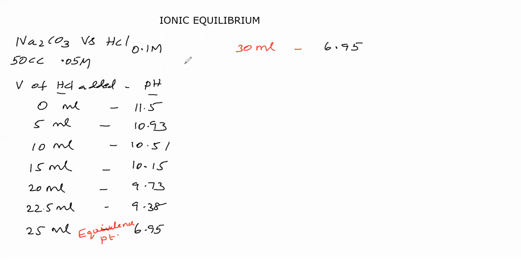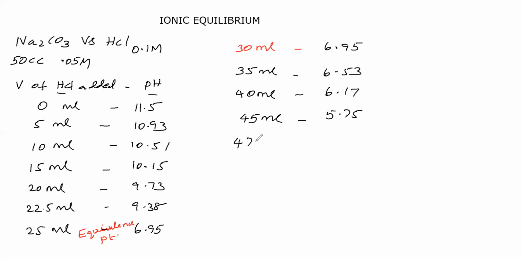Let us add further. So totally we added 35 ml now. So pH of solution is 6.53. Totally we added 40 ml so far. pH is 6.17. Totally we added 45 ml so far. pH is 5.75. Totally we added 47.5 ml. pH is how much? 5.4.